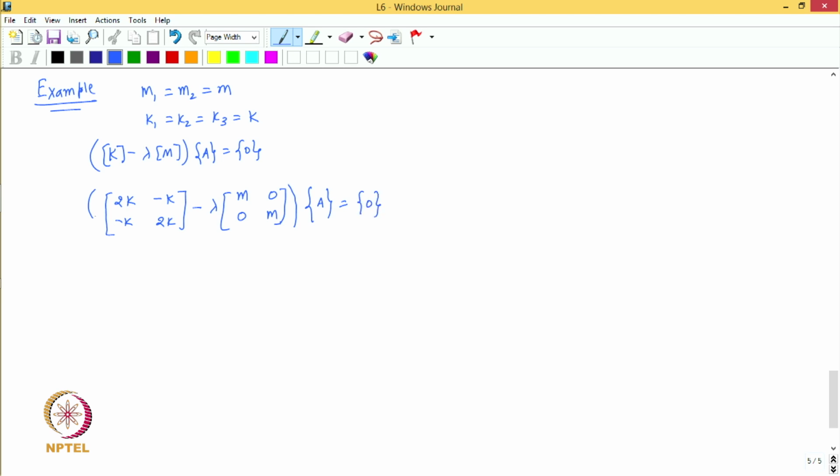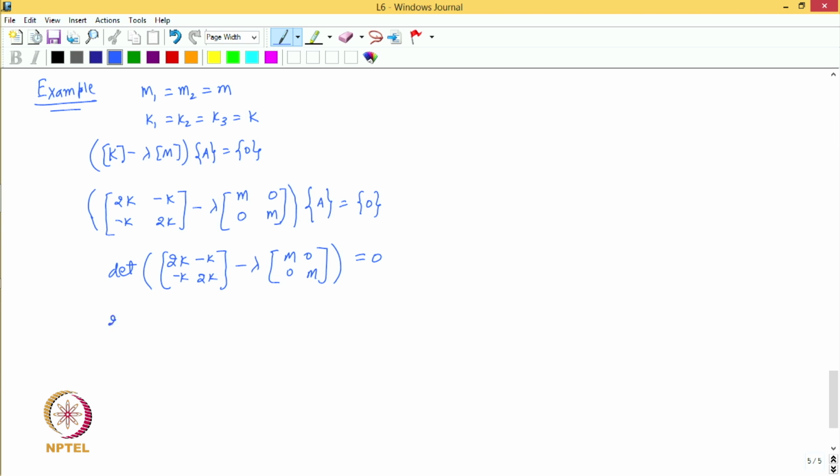So, therefore, the determinant of this coefficient matrix must be 0. So, we need to take the determinant of the matrix with entries 2k minus lambda m, minus k, minus k, and 2k minus lambda m, which should be equal to 0. That is something that must hold true for the eigenvalue problem.